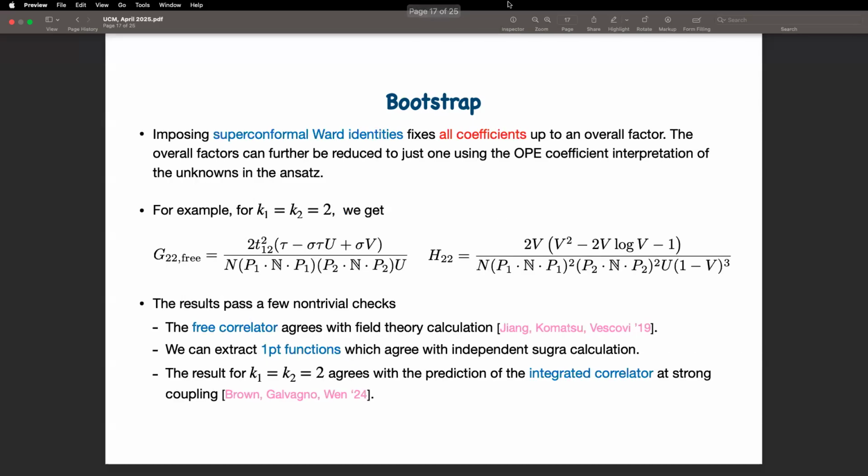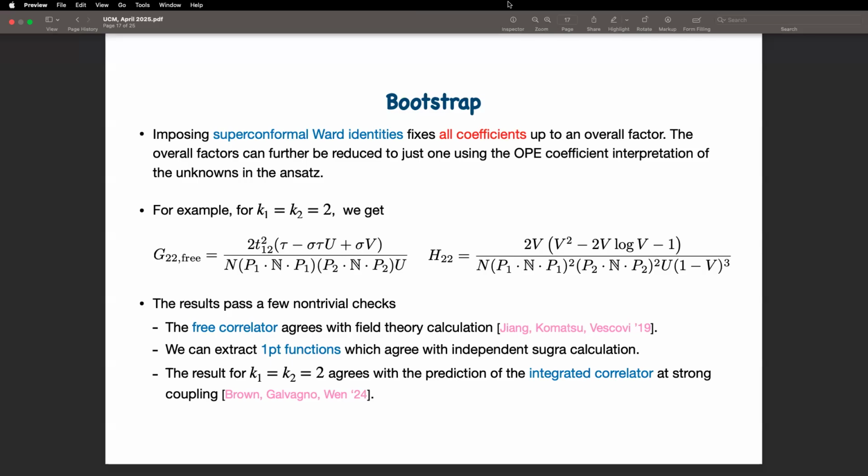And finally, we impose superconformal symmetry conditions, as we saw earlier, and that turns out, very remarkably, to fix all the coefficients up to an overall factor. So essentially for each k1 and k2, we have one unfixed number.